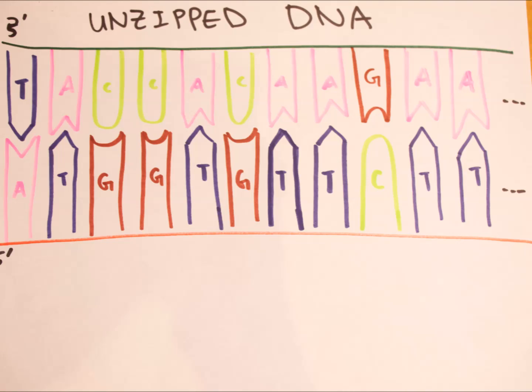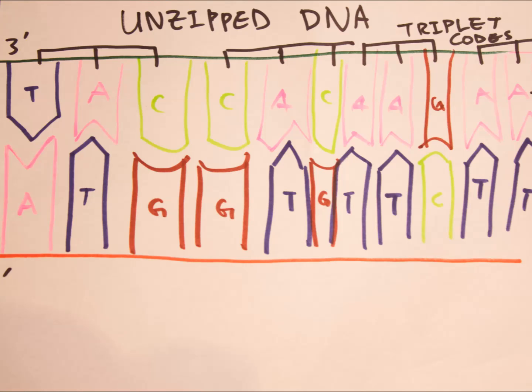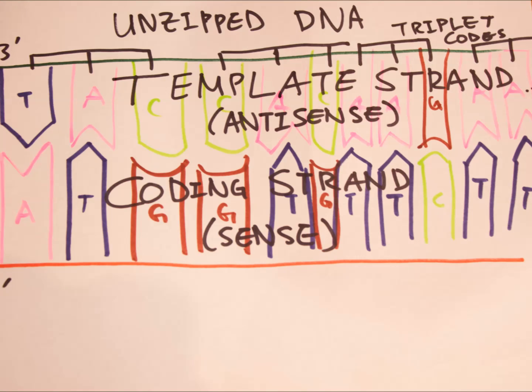The code for each amino acid is contained in groups of 3 bases called triplet codes. The 5' to 3' strand in transcription is called the coding strand, or the sense strand. As its name suggests, the coding strand contains the information for protein synthesis. Reproducing this strand, however, requires the other strand, which runs in the 3' to 5' direction. This strand is called the template strand, or the antisense strand.